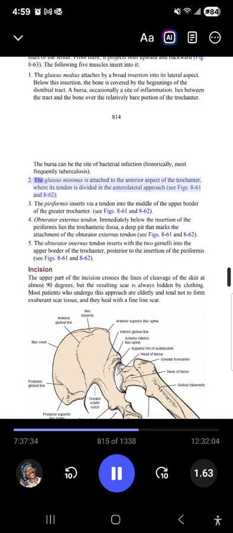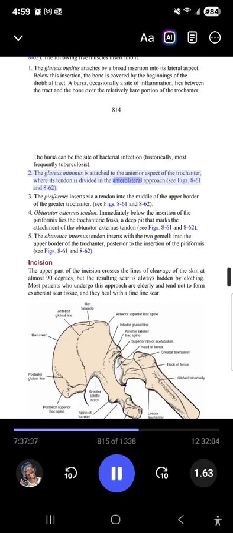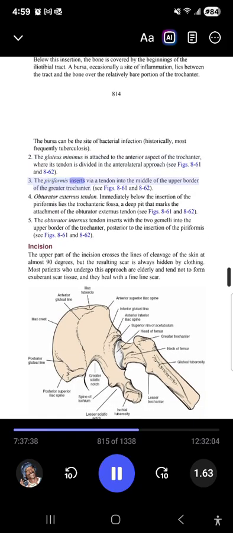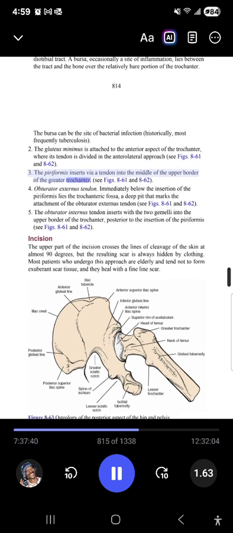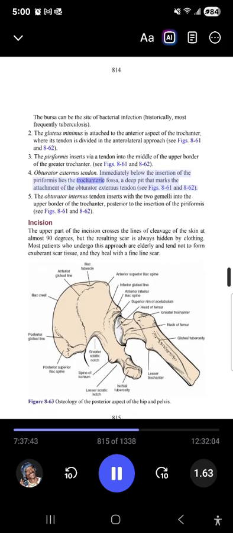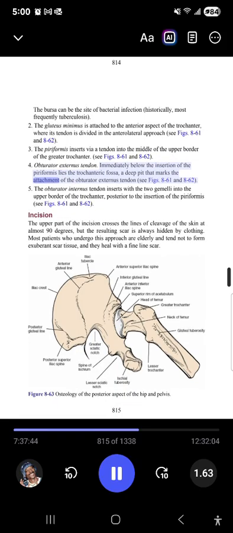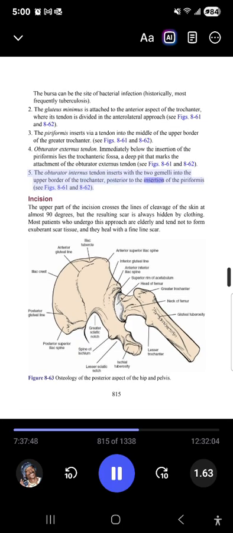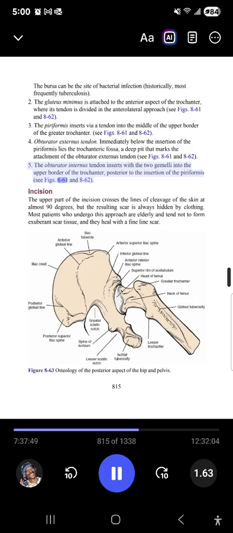2. The gluteus minimus is attached to the anterior aspect of the trochanter, where its tendon is divided in the anterolateral approach. See Figures 8-61 and 8-62. 3. The piriformis inserts via a tendon into the middle of the upper border of the greater trochanter. See Figures 8-61 and 8-62. 4. Obturator externus tendon: immediately below the insertion of the piriformis lies the trochanteric fossa, a deep pit that marks the attachment of the obturator externus tendon. See Figures 8-61 and 8-62. 5. The obturator internus tendon inserts with the two gemelli into the upper border of the trochanter, posterior to the insertion of the piriformis. See Figures 8-61 and 8-62.